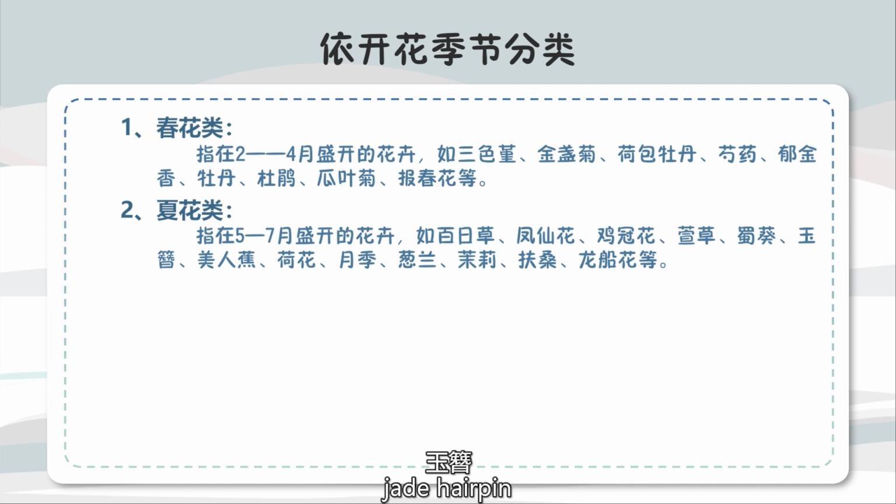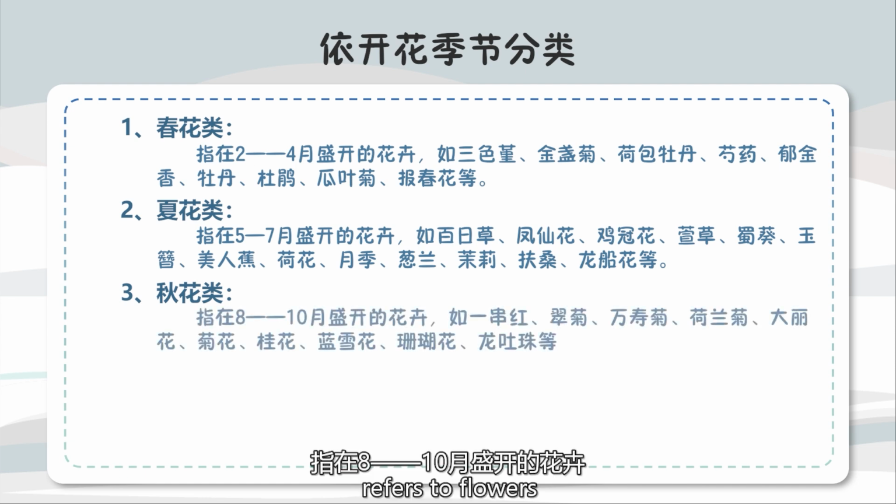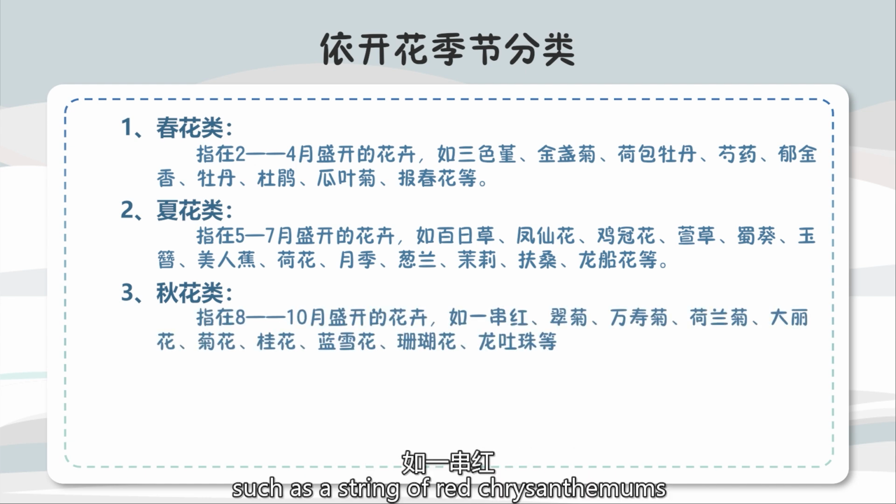lily, okra, jade hairpin, banana lotus. Rose, scallion, jasmine, hibiscus, dragon boat flower, etc. Third, autumn flowers refers to flowers that bloom from August to October, such as a strain of red chrysanthemums, emerald chrysanthemums, marigolds, Dutch chrysanthemums, dahlias, chrysanthemums, osmanthus flowers, blue snowflakes, coral flowers, dragon speed, pearls, etc.